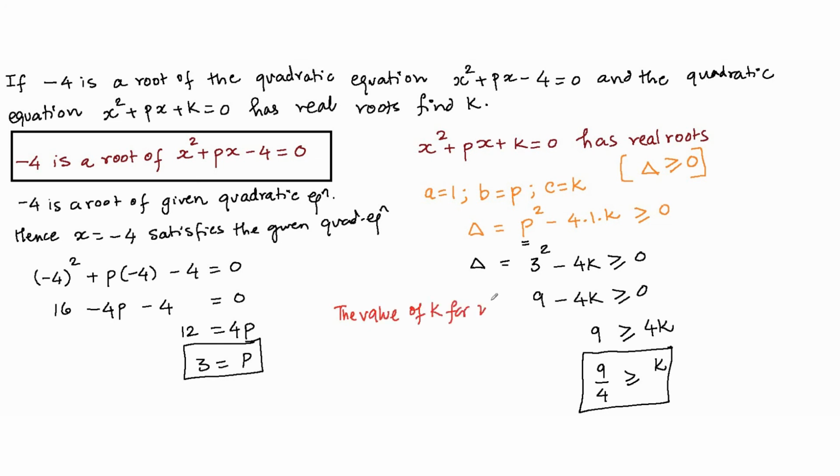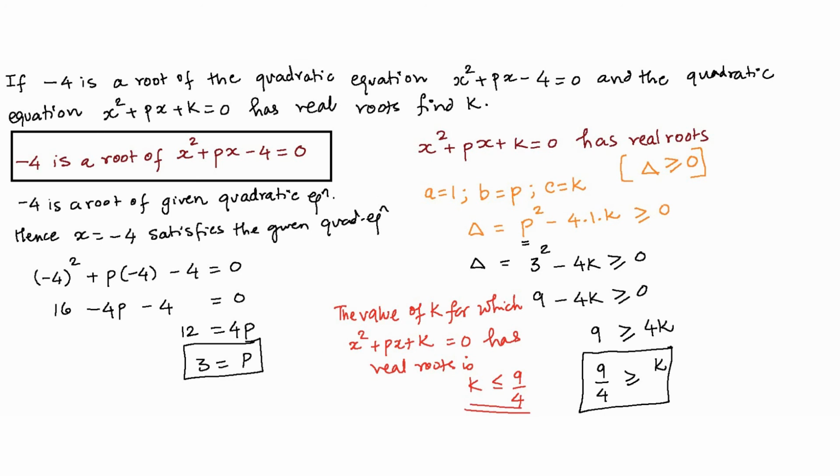So I can say that the value of k for which x square plus px plus k equal to 0 has real roots is given by k is less than or equal to 9 upon 4. This is the value of k.